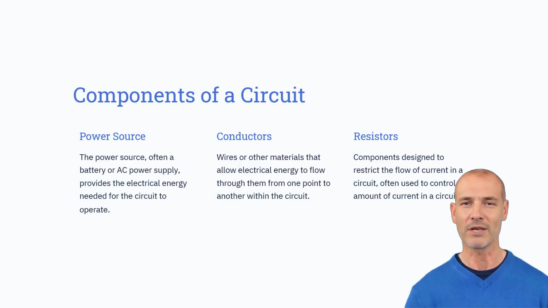Electricity is an essential part of modern life, and it is important to understand what it is. Essentially, electricity is a form of energy resulting from the existence of charged particles and is usually provided by a power source such as a battery or AC power supply. For the electricity to flow and power up devices, conductors such as wires and resistors, which restrict the flow of current, are used in a circuit.